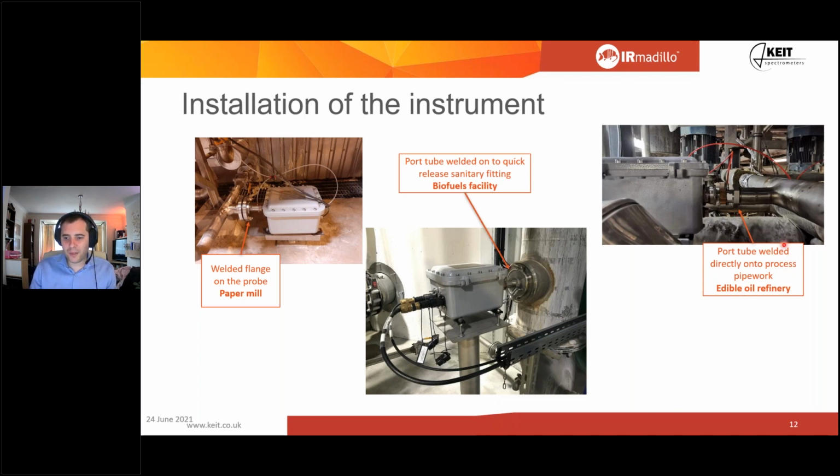And then the last one here, this is an edible oil refinery in the UK, where this is a probe, the same port tube as shown here, but it's welded directly onto the process. And then there are 2 seals here. There's a piston seal in the tube about here, and then there's a secondary seal where the locking nut is, just in case. And this is actually an alkali refining process being used to measure the FFAs and phosphorus to feed downstream into the process.